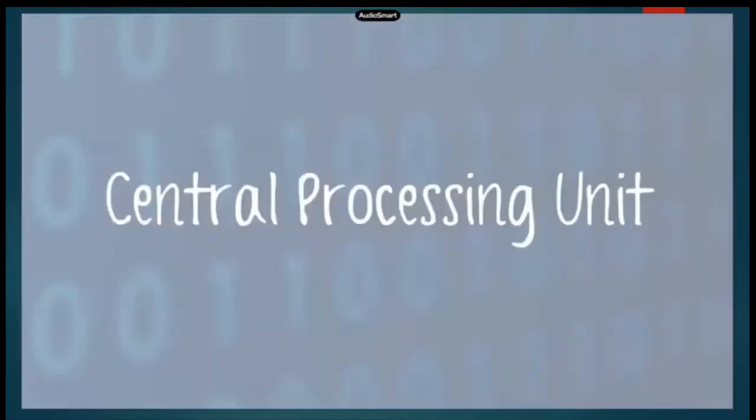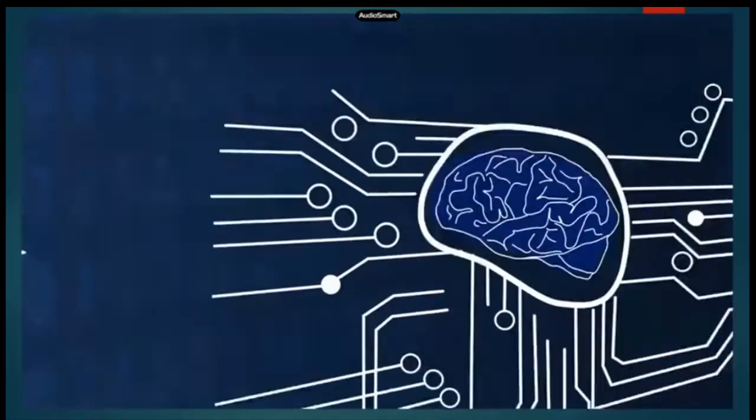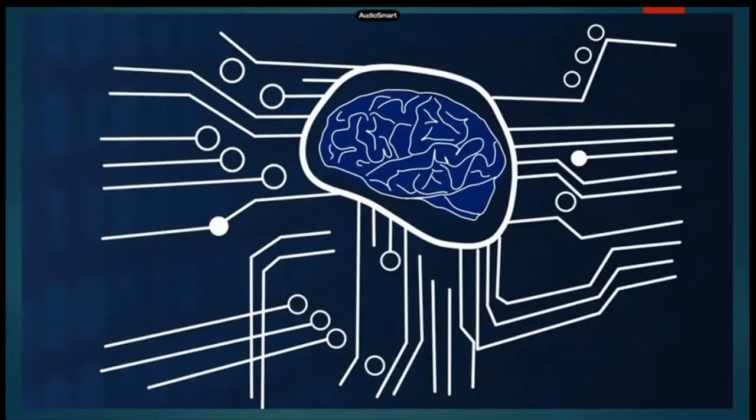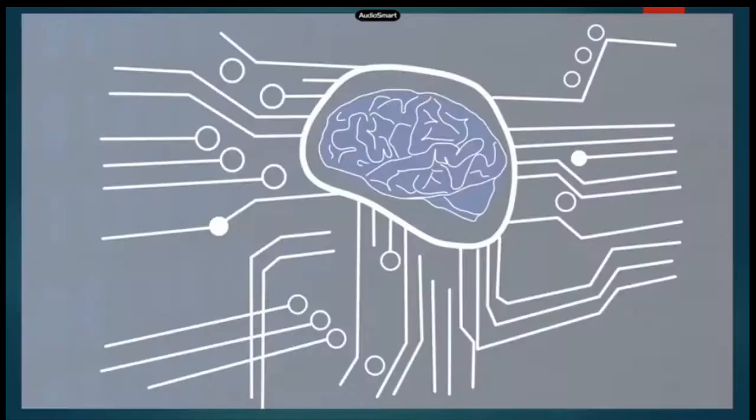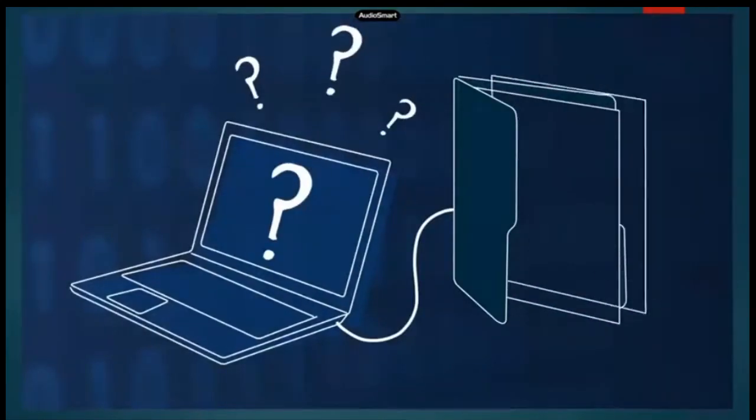In this video, we will look at what the central processing unit in a computer is and what it does. The central processing unit, or CPU, is often referred to as the brains of the computer. Whilst this is a little misleading, as it doesn't think, it is responsible for all the processing the computer does. Without it, computers would not be able to do anything with the data they store.